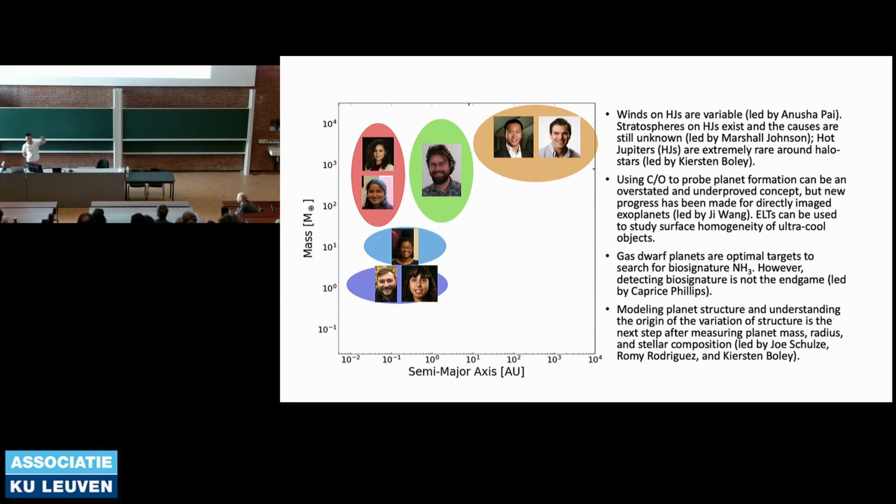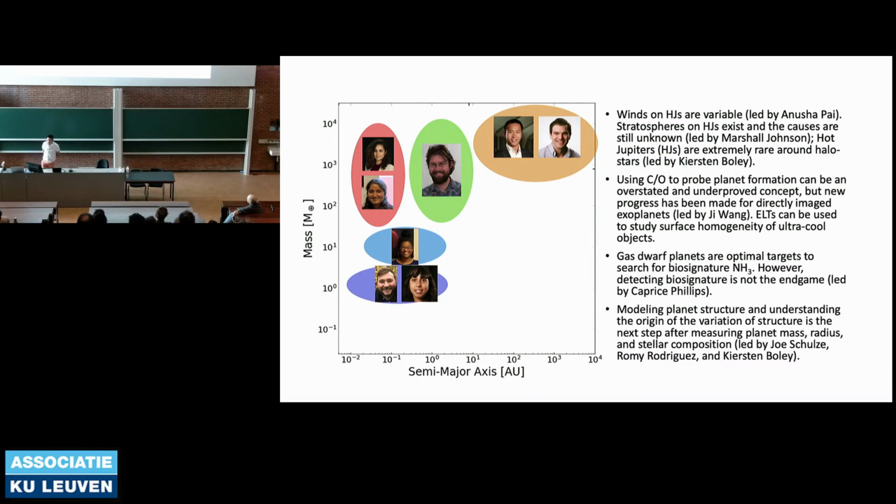And the very top left is the hot Jupiters. So we studied the wind and the chemical composition of hot Jupiters with PEPSI. And this is the work led by, again, Anusha. She works at the interface of science and instrumentation. And my student, Kirsten Bowley, is doing the TESS survey to understand planet formation around very metal-poor stars.